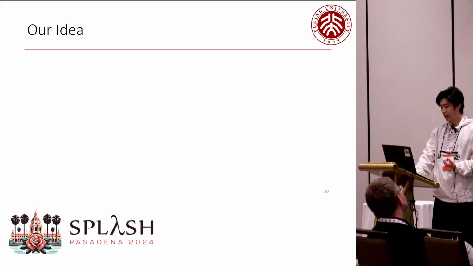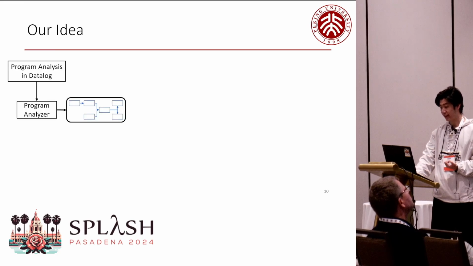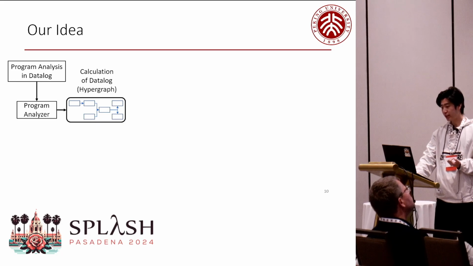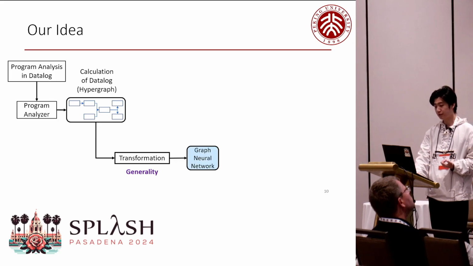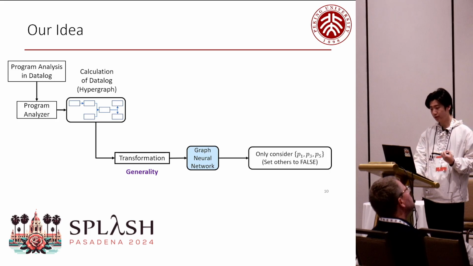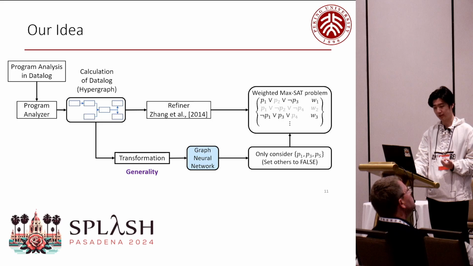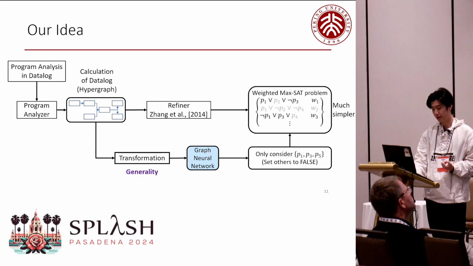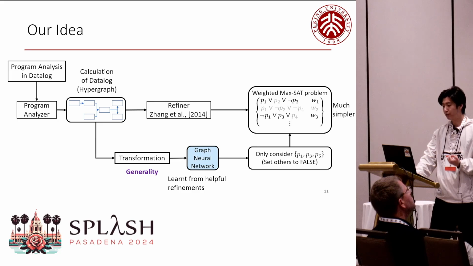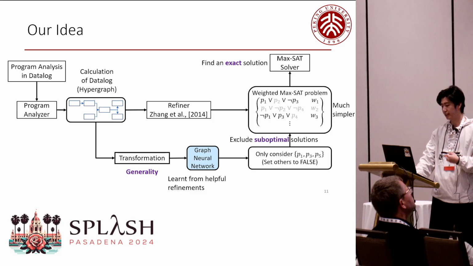To tackle the generality challenge, we found that Datalog is a logic programming language which makes it suitable for implementing program analysis, so that different analyses in Datalog can all be represented as hypergraphs, which can then be transformed into graphs without feature engineering. So we can deal with those graphs using graph neural networks. Then, instead of using graph neural networks to determine exact refinements, we use their output to prune those max sat problems, so that we can get problems that are much simpler. And by learning from helpful refinements, the result of graph neural networks can exclude some suboptimal solutions. Finally, we will use a max sat solver to target the exact refinement.